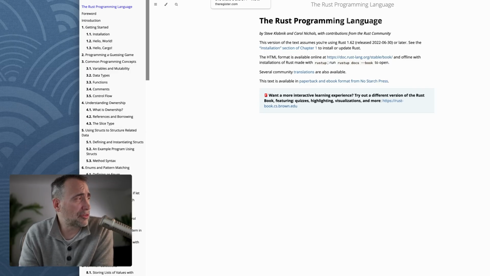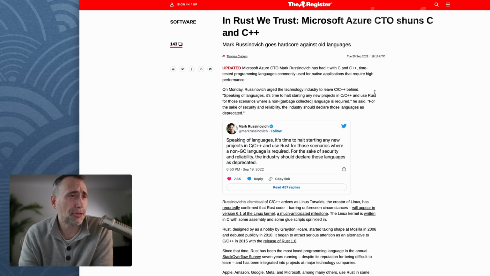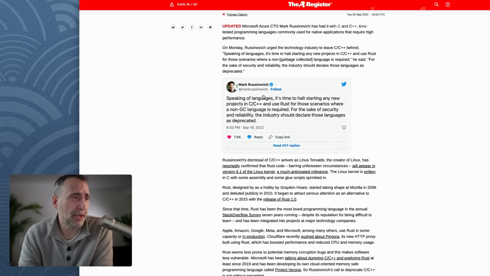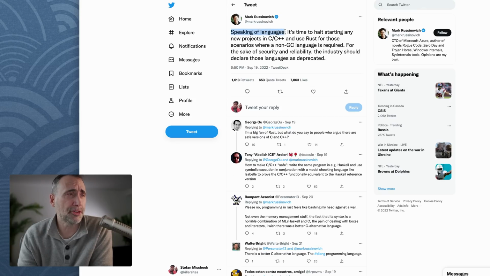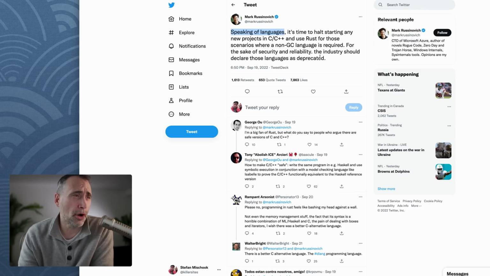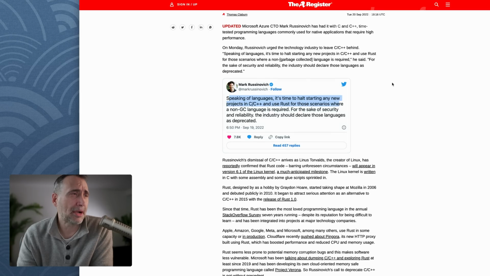One thing I want to end this conversation about Rust on is Microsoft's Azure CTO, Mark Russinovich. Speaking of languages, it's time to halt starting any new projects in C and C++ and use Rust for those scenarios where a non-GC language is required. For the sake of security and reliability, the industry should declare those languages deprecated. That's a pretty heavy-duty statement. This is, again, from the CTO of Microsoft Azure.